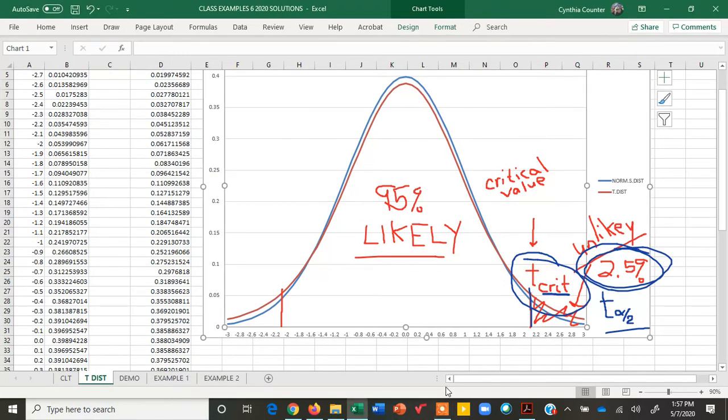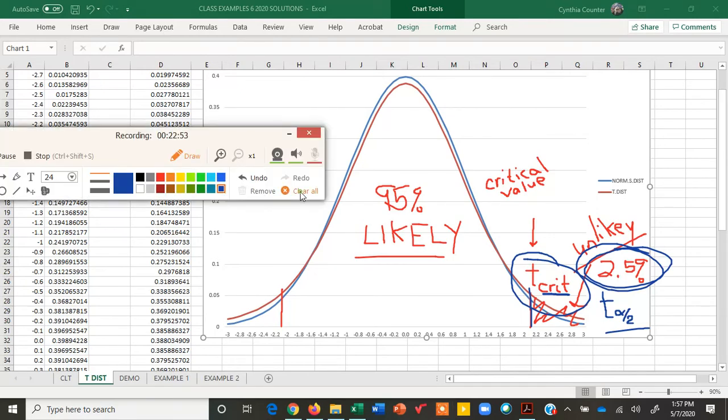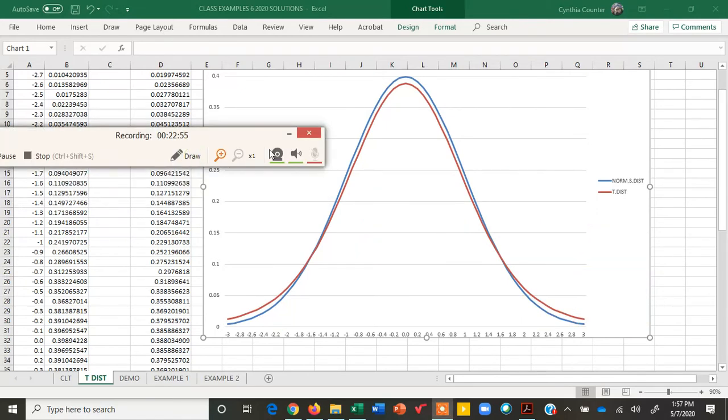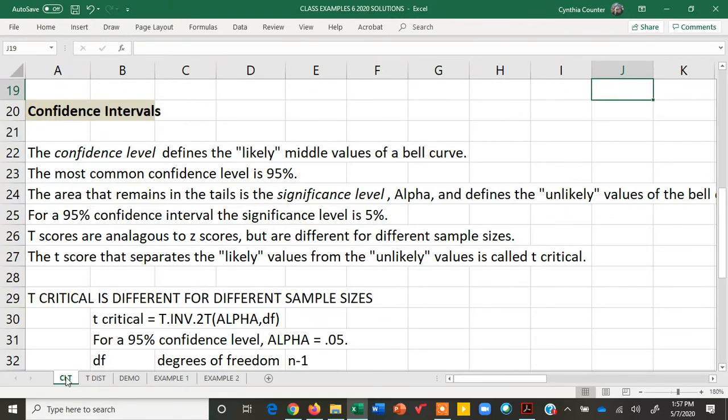Oops, I forgot to clear. It'll stay in the same frame if I don't clear this off. We need to be able to see when we go back to this other page. So back to the central limit theorem.